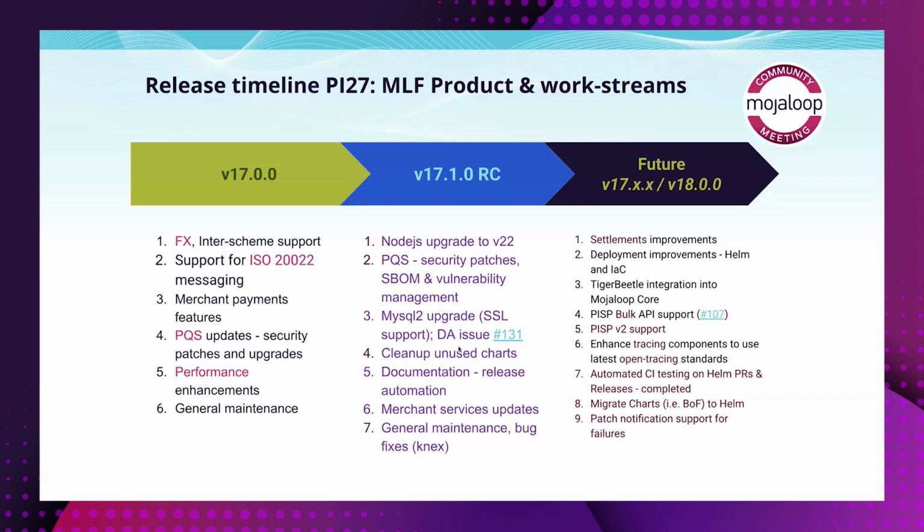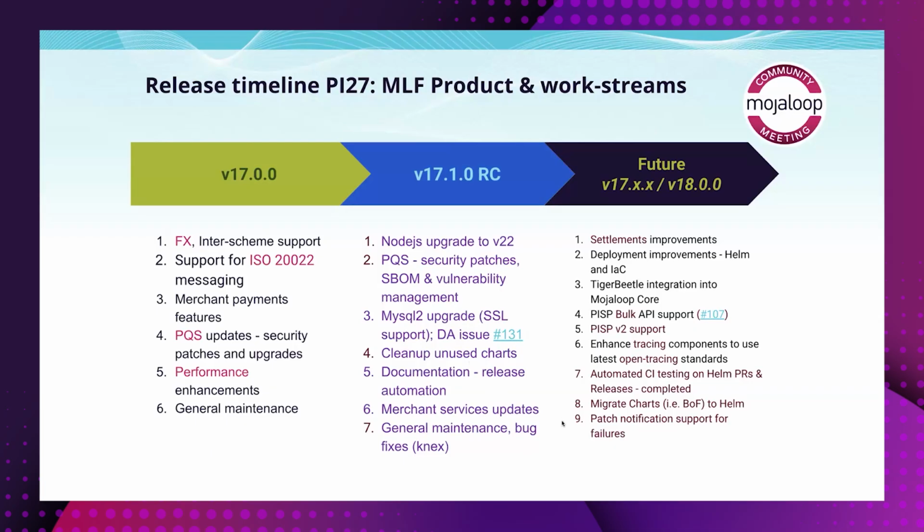Cleaning up unused Helm charts. So far, we've only been disabling. So whenever a service or dependency is deprecated or unused, we are disabling it. For example, there are some services in Mojaloop itself that have been upgraded or that have been replaced by newer services, or which are no longer needed because the support for them is provided elsewhere. Those have not been removed from the Helm repo.